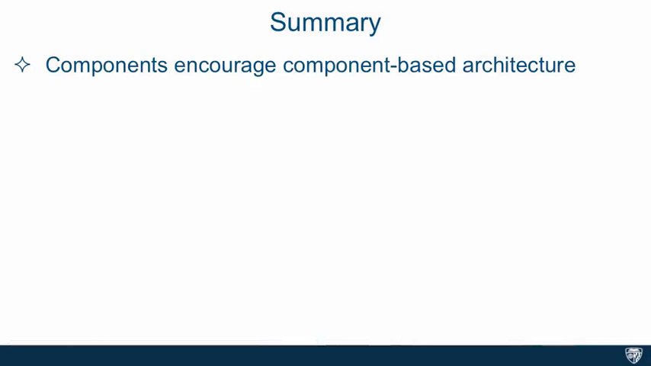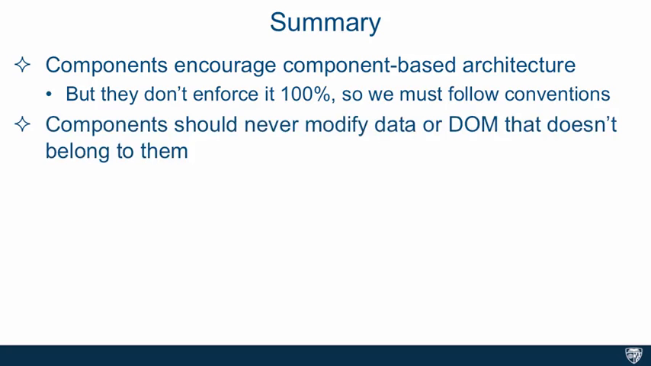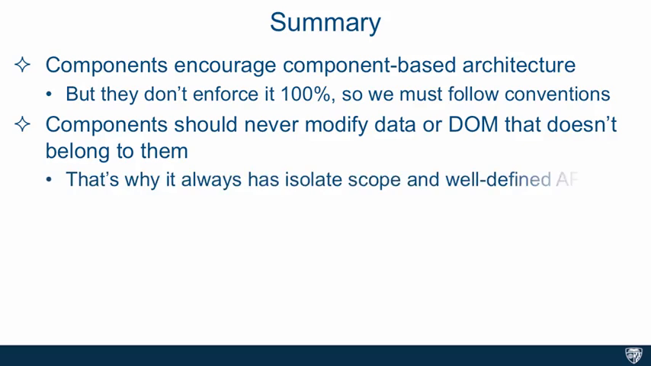Okay, let's summarize. Components in AngularJS encourage component-based architecture, but they don't enforce it 100%, so we must follow conventions such that our architecture stays a component-based architecture. One of the main things in the component-based architecture is that components should never modify data or DOM that does not belong to them. That's why it always has isolate scope and a well-defined API to give us the inputs into the component and the outputs that let the component return the data to the outside world.